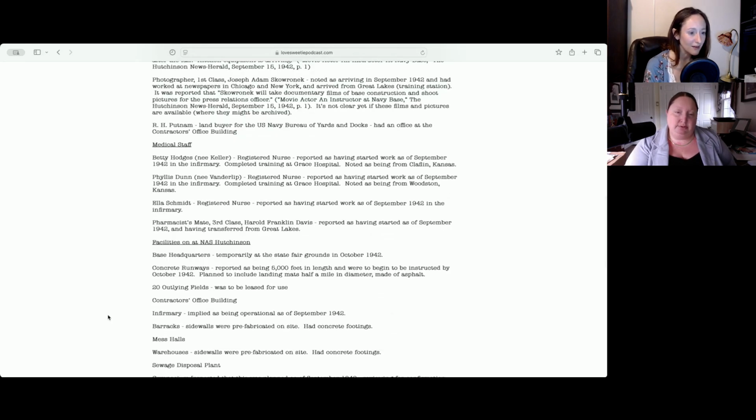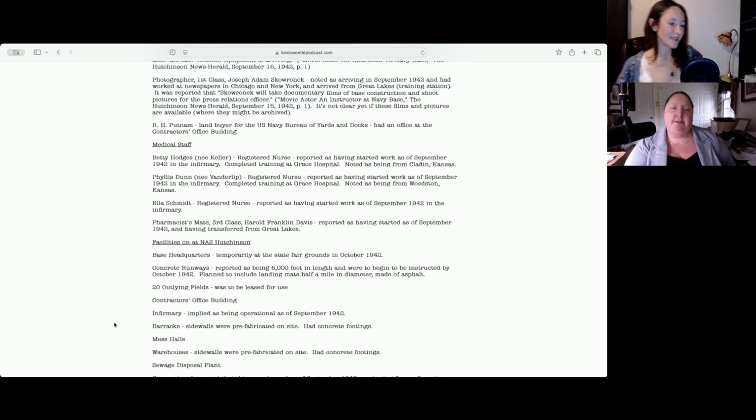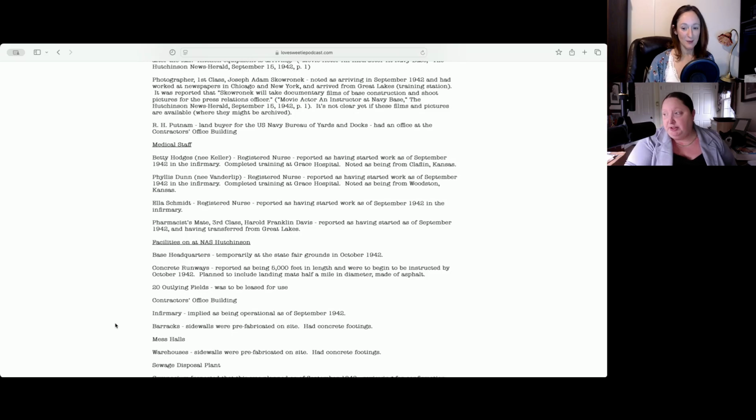Are they including their maiden names? Yes. In the papers, they did. That's cool. So maybe some individuals in Hutchinson, maybe you're related to these individuals who are working at the base. And if you were ever questioning, were they there? Slowly you can kind of go through the site as it's being updated and keep an eye on that.